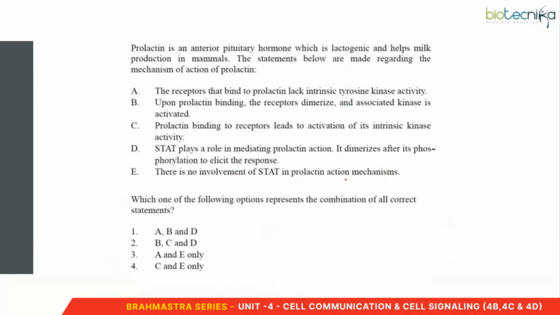Next question over here. Prolactin is an anterior pituitary hormone which is lactogenic and helps milk production in mammals. Statements below are made regarding the mechanism of action of prolactin. Receptor that binds to prolactin lacks intrinsic kinase activity. Upon binding, it dimerizes and associated kinase gets activated.